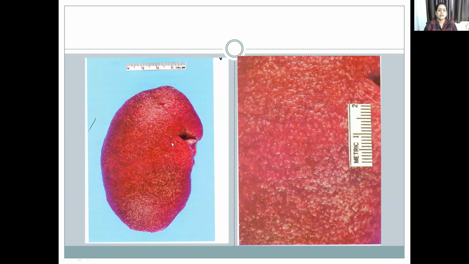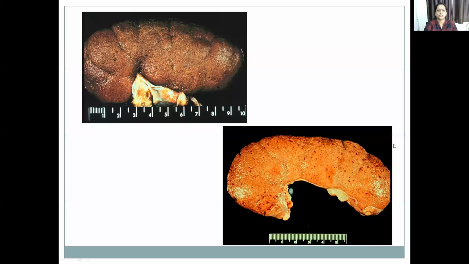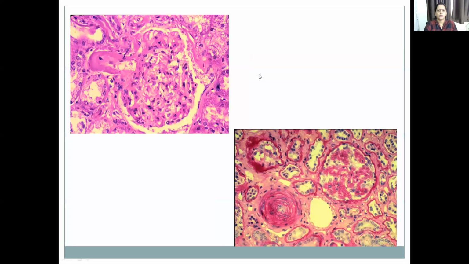Okay, so you can see here in the gross picture of the kidney showing the granular cortical surface, which is in benign nephrosclerosis. This is the high power picture. And here also you can see the same. See here, you are seeing the hyalinization. Here you are seeing the malignant hypertension. This is the onion skinning change, which we'll be talking about just now. This is the onion skinning change that you see in malignant nephrosclerosis. This is the hyaline arteriosclerosis.